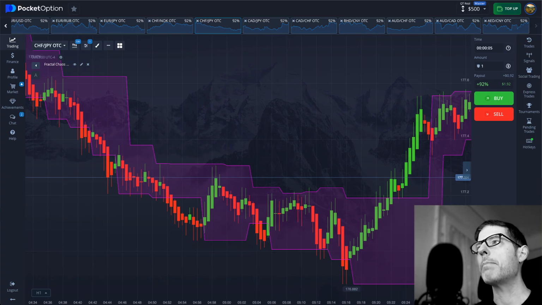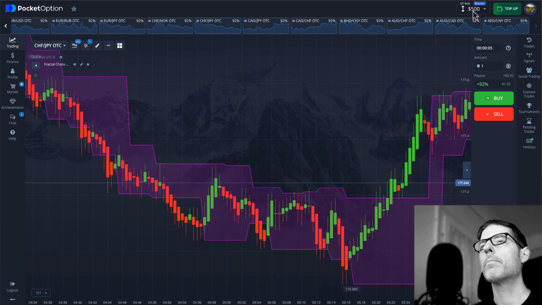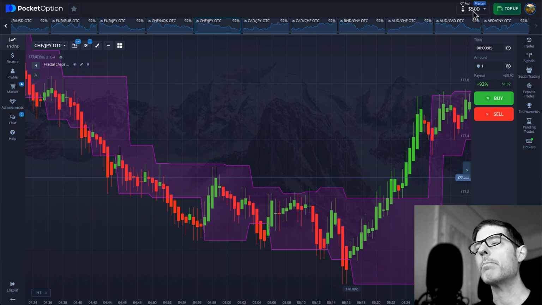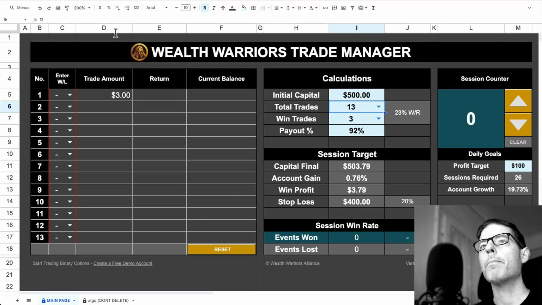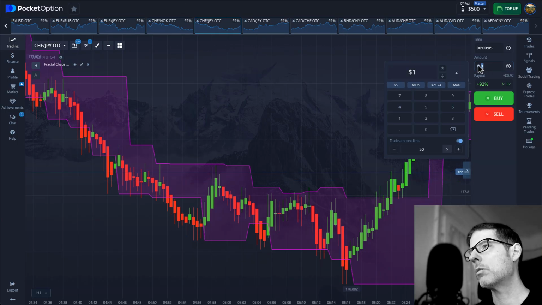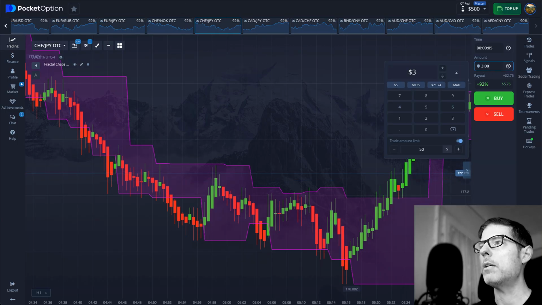I upped my balance a little bit from $300. Now I'm using $500 of the real account balance inside of Pocket Option. Let's come over to the trade manager. Let's enter the first trade amount, which is $3. Over here, this is going to be our first trade size.